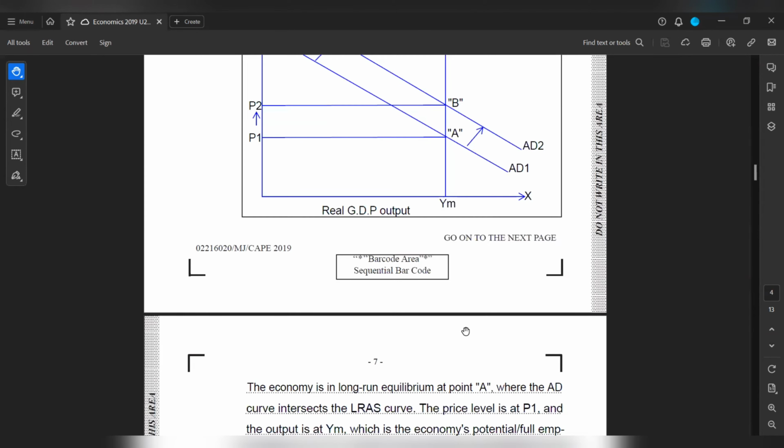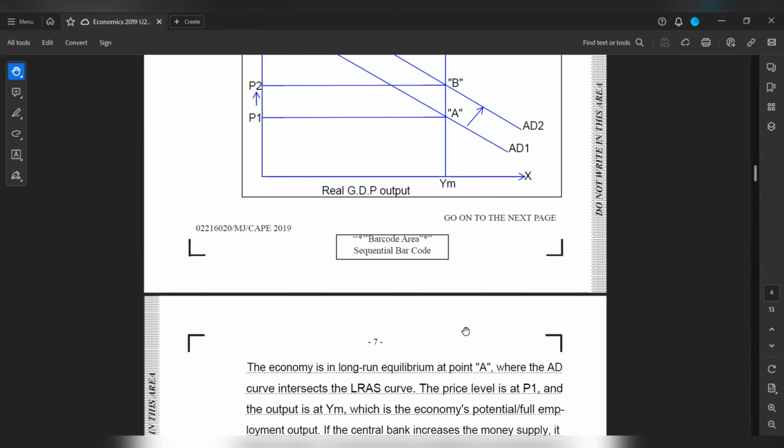The economy is in long run equilibrium at point A, where the AD curve intersects the long run aggregate supply curve. The price level is at P sub 1, and the output is at Y sub M, which is the economy's potential or full employment level of output.